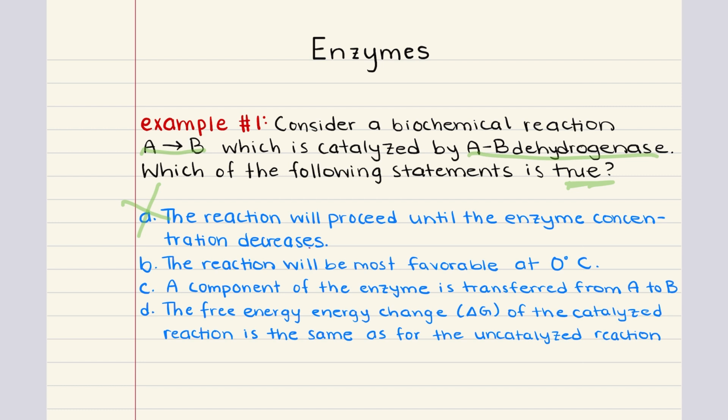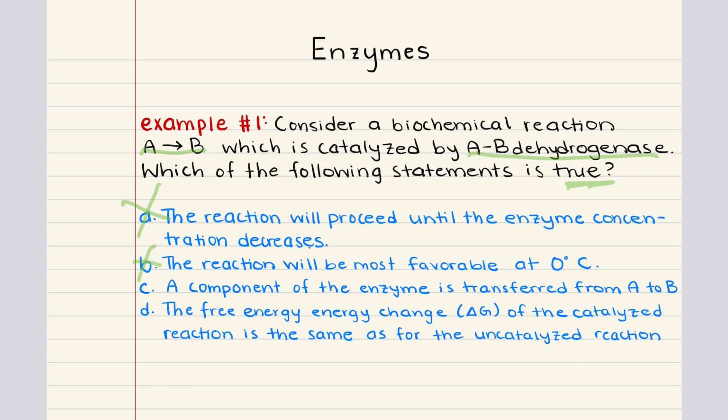B says the reaction will be most favorable at 0 degrees Celsius. This is also incorrect. Enzyme catalyzed reactions typically increase in rate with increasing temperature, of course, up to a point. Most enzymes have an optimal temperature that's closer to physiological conditions, which is around 37 degrees Celsius in the human body. At 0 degrees, the reaction would be slower, not more favorable. So this answer is just not supported by enzyme behavior.